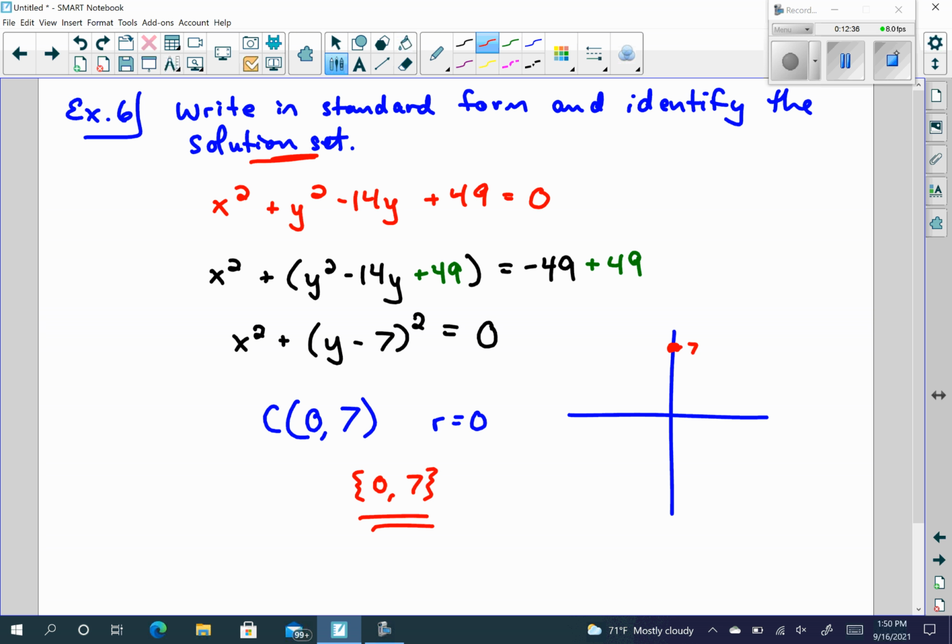All right, so that concludes the examples for section 2.2.